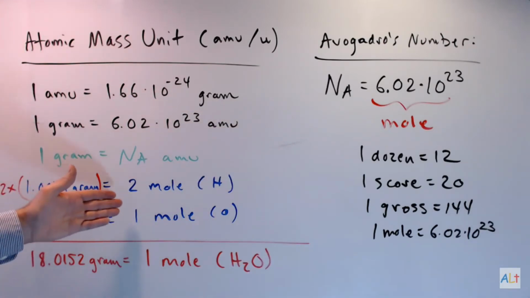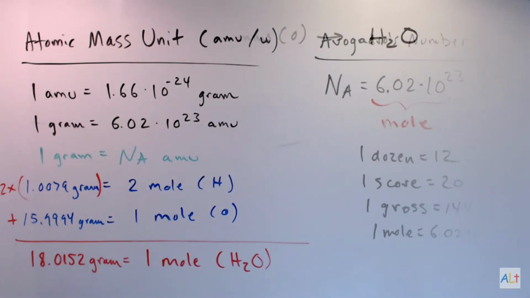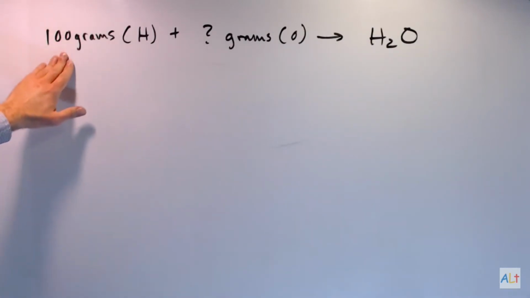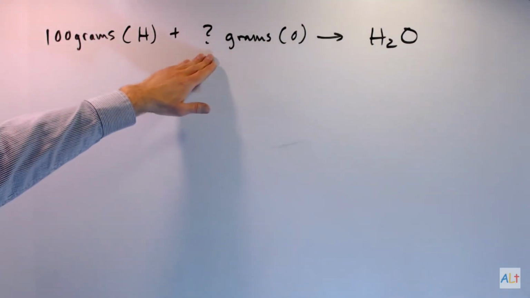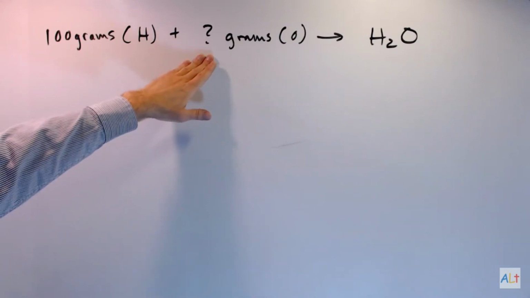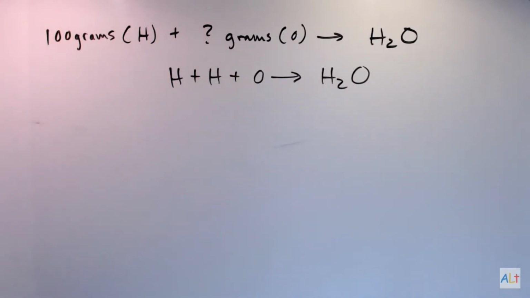Now, if you just happen to have 1 or 2 moles of something, then of course the calculations are a snap. But what about when you don't? Well, let's look at an example. Suppose we have 100 grams of hydrogen and we want to combine that with oxygen to make water. Exactly how many grams of oxygen do we need to do that? Here's the reaction. I will do the calculation two ways. The first way, I'll pretend that I never heard of a mole. I'll just use the conversion ratio between AMUs and grams and figure it out. The second way, I'll use moles, and we'll see which way works better.